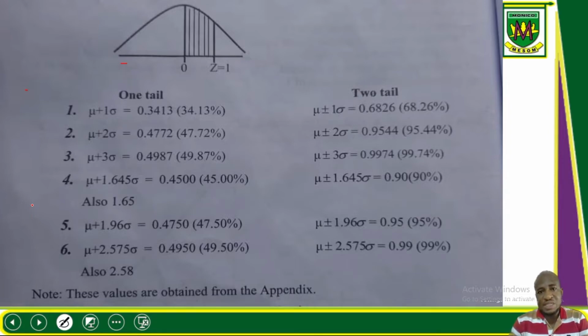We have a summarized table. Then that is the last page of our book. And I've also included that page on this slide or in this presentation. So continuously, I'll keep on referring you to the table, the standardized normal distribution table.